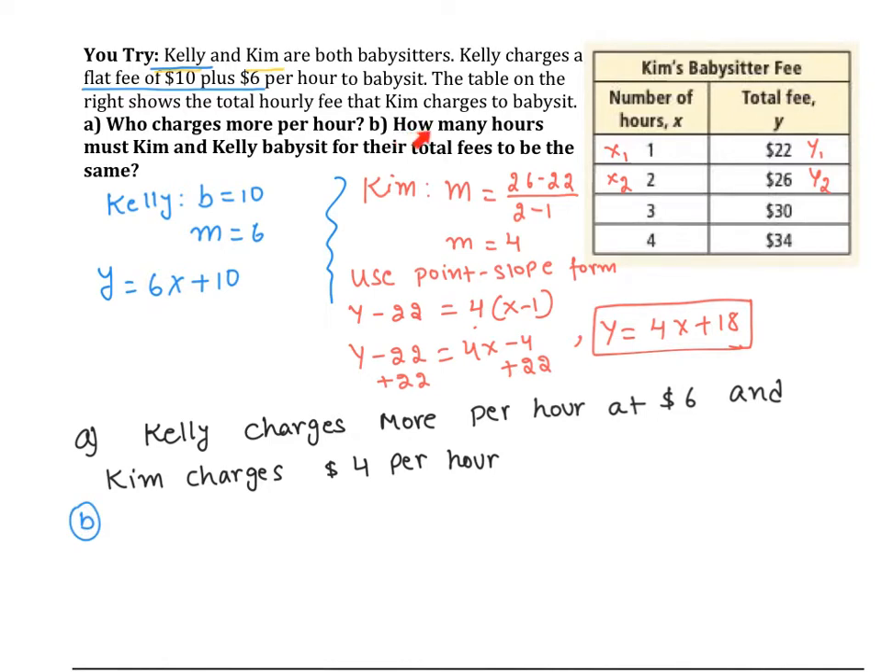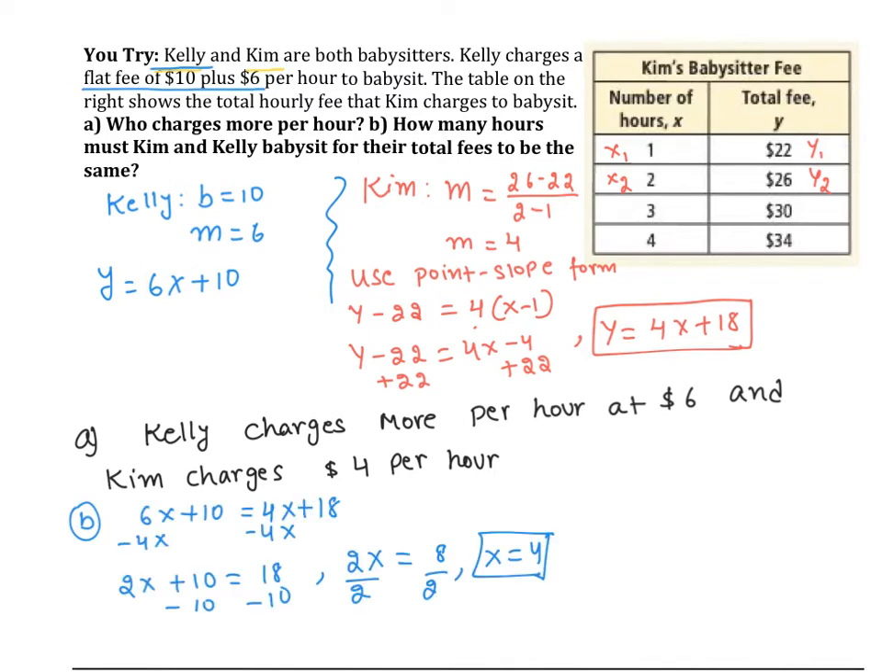Now letter B is asking how many hours must Kim and Kelly babysit for their total fee to be the same. In order to find the answer for letter B, we are going to put both equations equal to each other and see when they're going to have the same total fee for the babysitting. So put both equations equal to each other and solve for x. To solve for x, we first bring the variable on one side and the numbers on the other side. To do that, we subtract 4x on both sides.